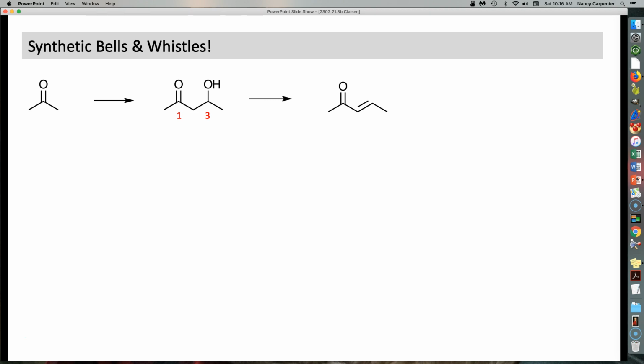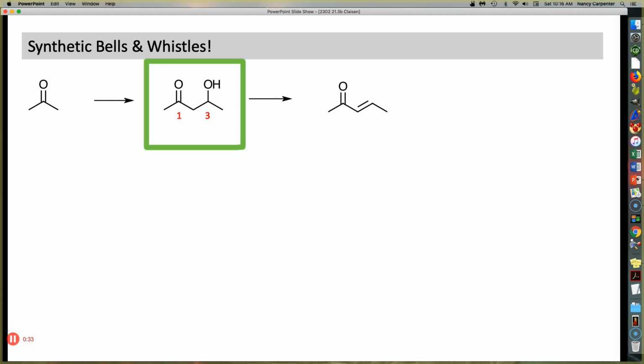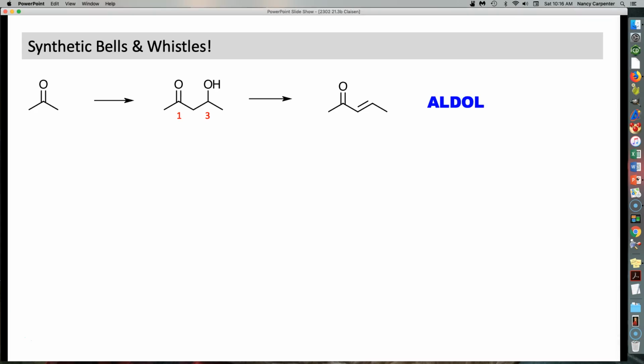Now, this is a big overview. This is not just a Claisen. This is to help you prepare for the final. So, when you see your target primarily being either the 1,3-keto alcohol or an alpha-beta unsaturated carbonyl, that should be screaming aldol. Alright, so a synthetic bell and whistle, if you see the alpha-beta unsaturated ketone or the 1,3 aldol product, you should be looking at an aldol reaction as a potential way to make this thing.